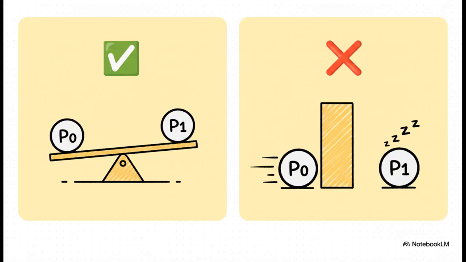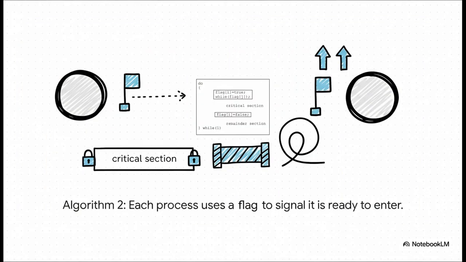What if P0 needs to get in 10 times in a row and P1 is just idle? Too bad. P0 is stuck waiting for P1 to take its turn, even if P1 has nothing to do. It's just too rigid. Okay, so that didn't work. Let's try something a bit more flexible.